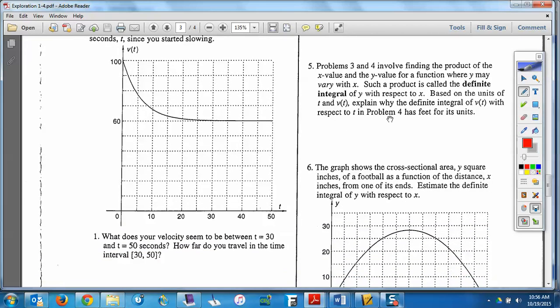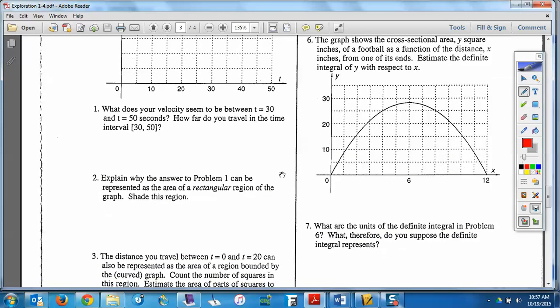So problem 5 says those problems involve finding the product of the x and the y value. Right? We multiplied the y units by the x units, is essentially what we did. That is called a definite integral. And then it talks about explaining why the problem has feet for its units. Well, we did that already, right? Just feet per second times seconds. That's good enough. Feet per second times seconds would be feet. Okay? All right.